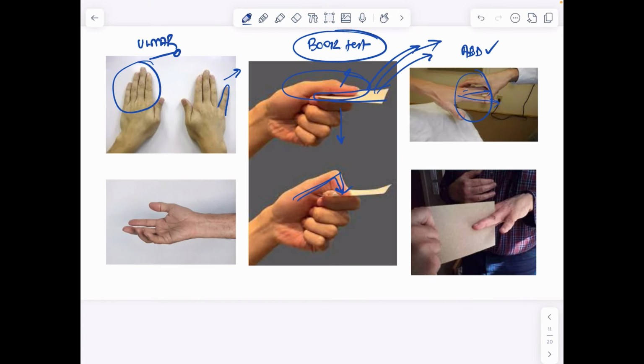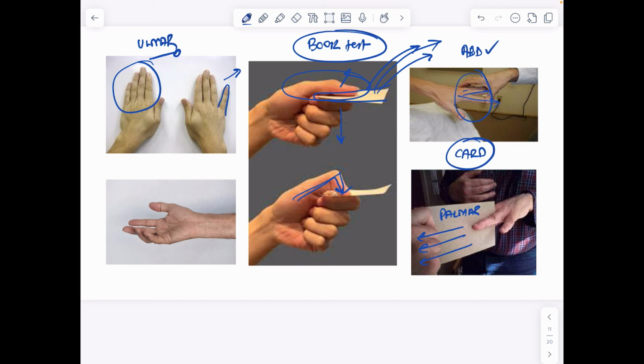And finally is the card test. Here also you are testing the integrity of the palmar interossei by placing a card in between two fingers. As an examiner, you ask the patient to hold the card while you try to pull it out. If the examiner can easily pull this card out, that means the palmar interossei are not functional. This is again indicative of ulnar nerve injury, and this is known by the name of card test.